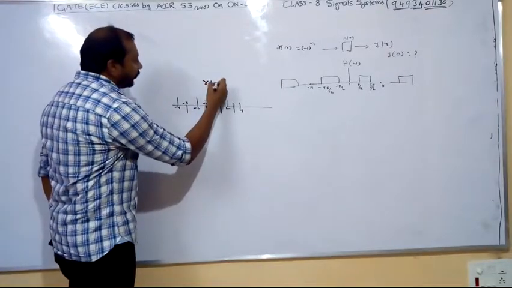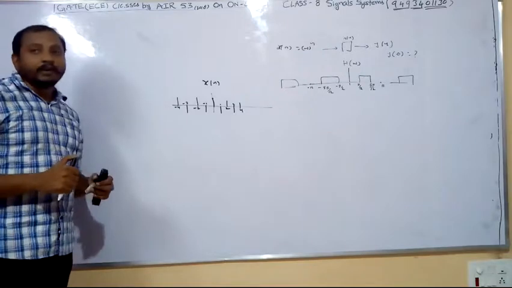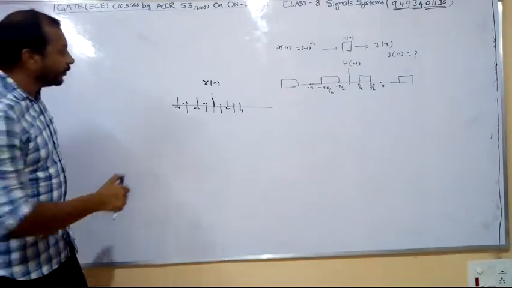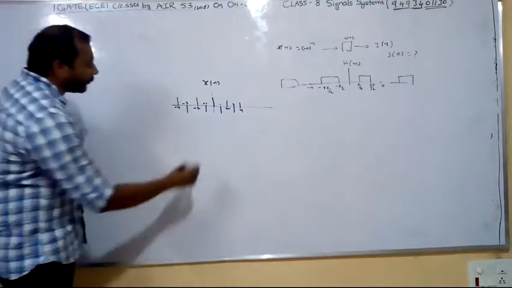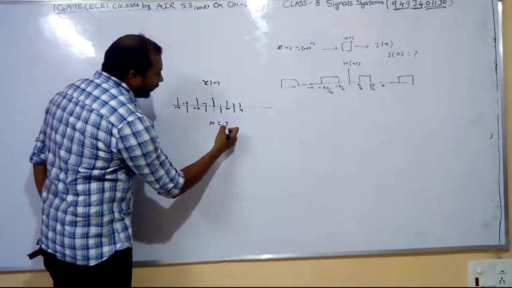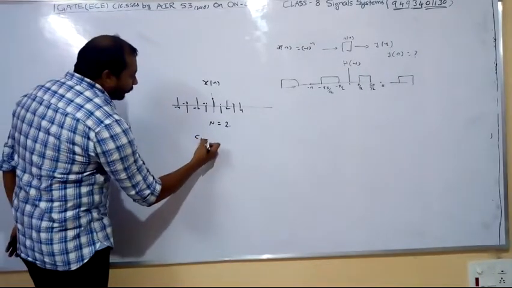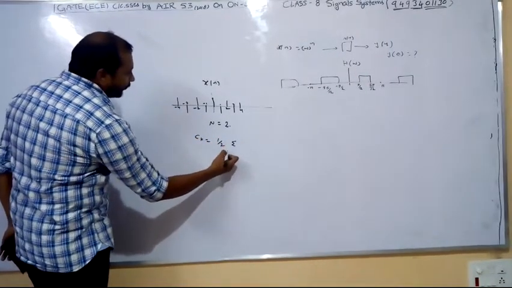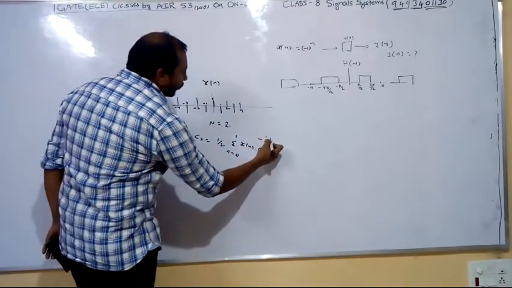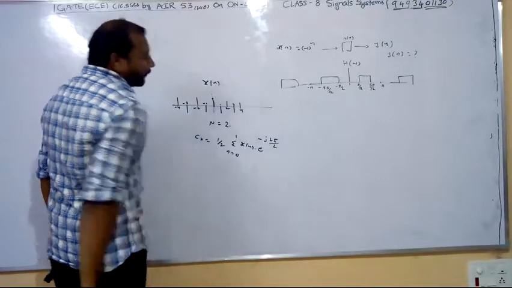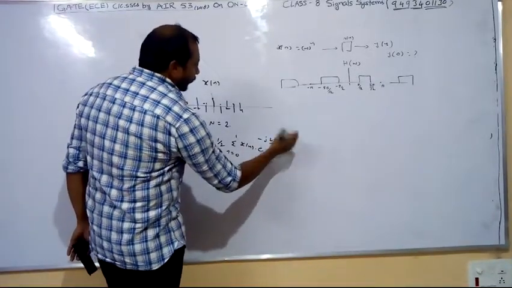The corresponding x of n: whether it is a periodic signal or not, and if it is periodic, what is the period? Definitely it is a periodic signal, because these two samples are repeating every time. So the corresponding period is N equal to 2. Now go for ck. Ck is equal to 1 by 2, sigma n equal to 0 to 1, x of n into e to the power minus j 2 pi divided by 2 into k into n.